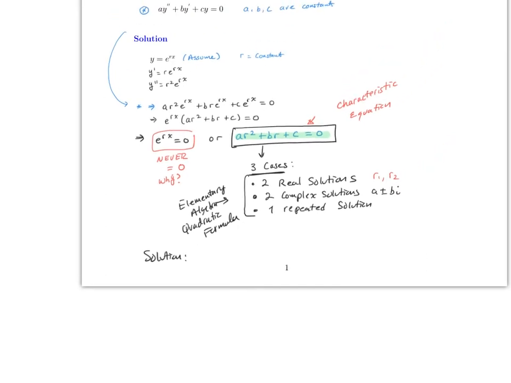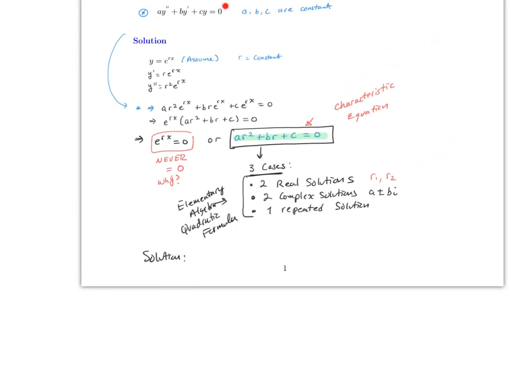because remember that this part is equal to 0. So the solution is going to be y is equal to c1 e to the r1x plus c2 e to the r2x, where r1 and r2 are either two real, two complex, or one repeated solution. So this is going to be the goal. So this is what we're trying to find.